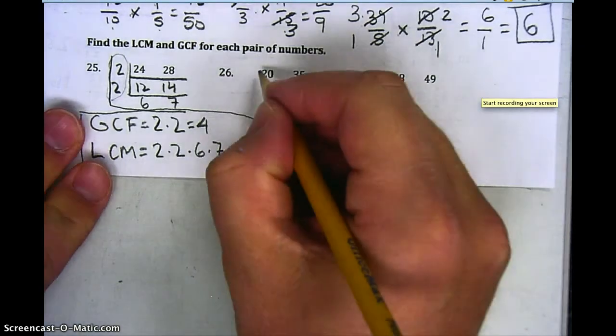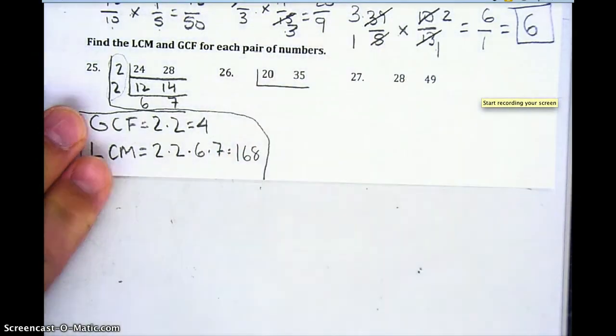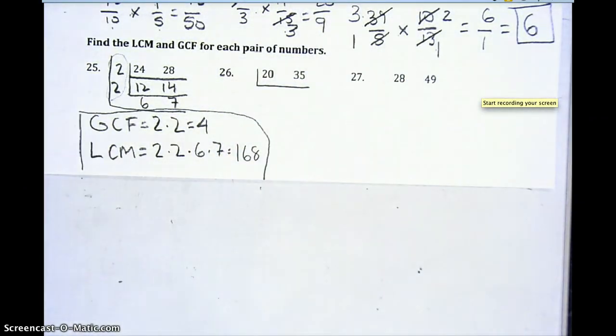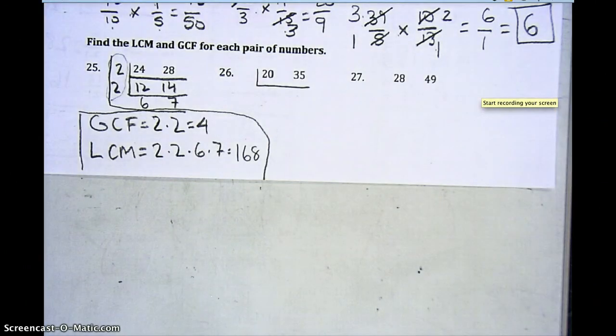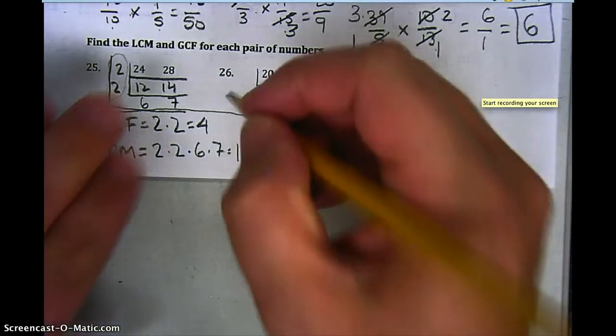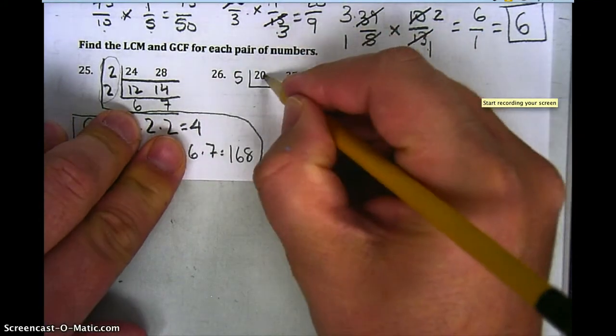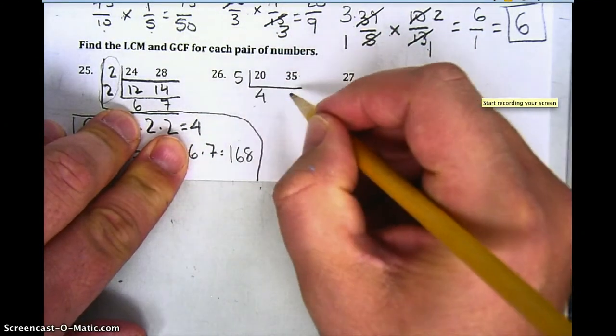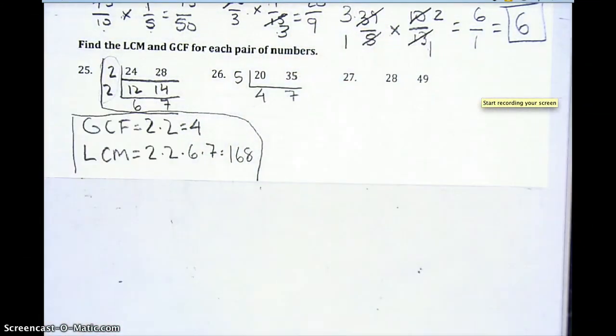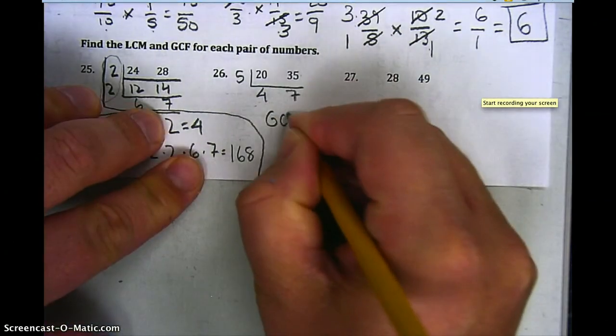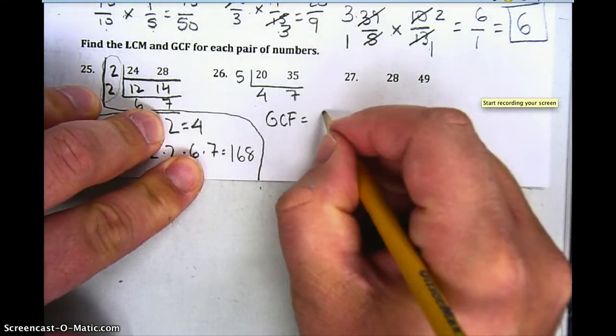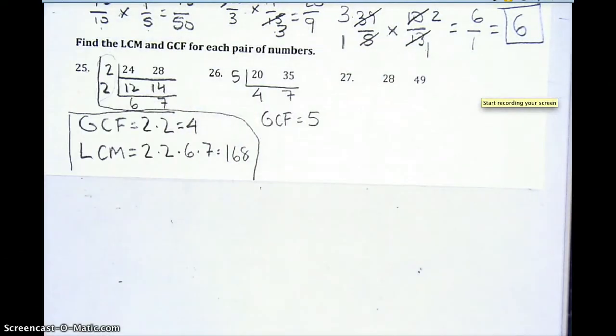So the first thing I do is I make my upside down division bar, and I ask myself what numbers go into both 20 and 35. And since 20 and 35 end in a 5 and a 0, I know that 5 goes into both of them. So I put the 5 outside there. 20 divided by 5 is 4. 35 divided by 5 is 7. And the only number that goes into 4 and 7 is going to be 1. So I'm all done. So my greatest common factor for those two will just be 5, because that's the only number on the side over there.